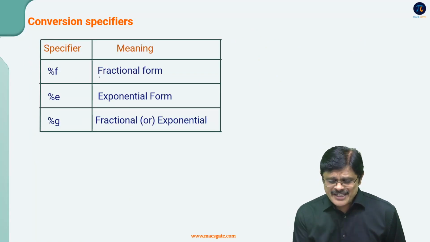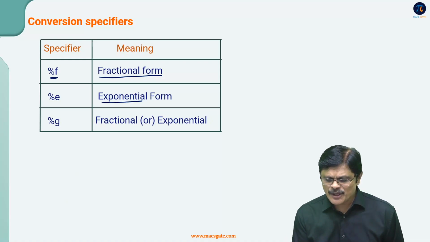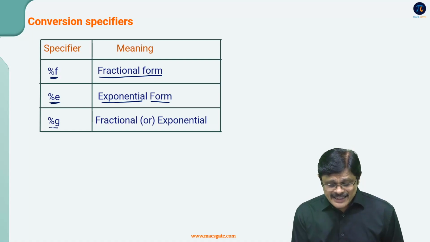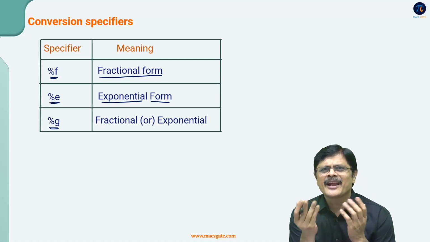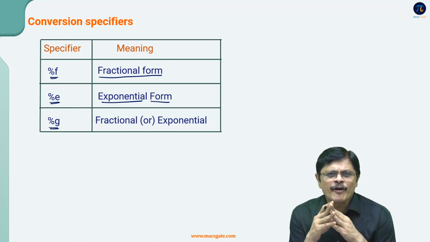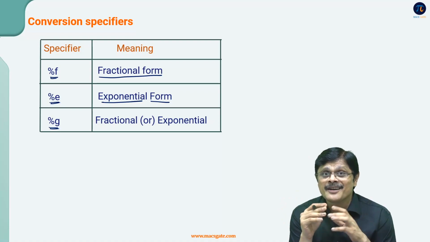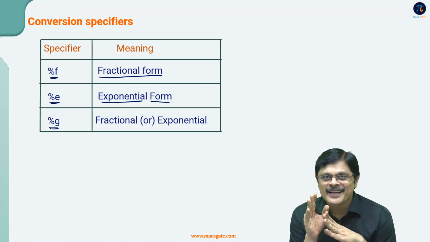Now for fractional form, the conversion specification is %f. For exponential form, the conversion specification is %e. The %g is the special one. If the number is a regular number, fractional form will be printed. If it is a very small number or very large number, %g will print scientific or exponential. Remember this.